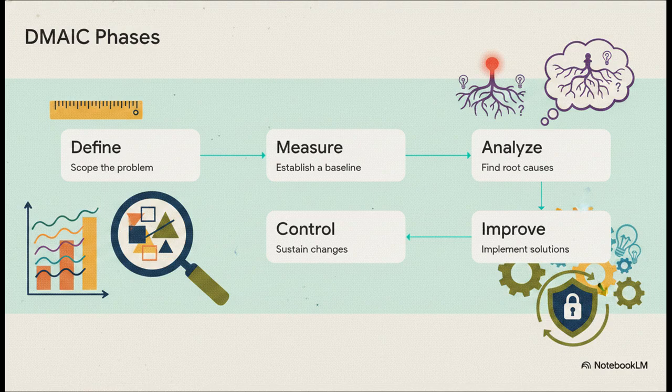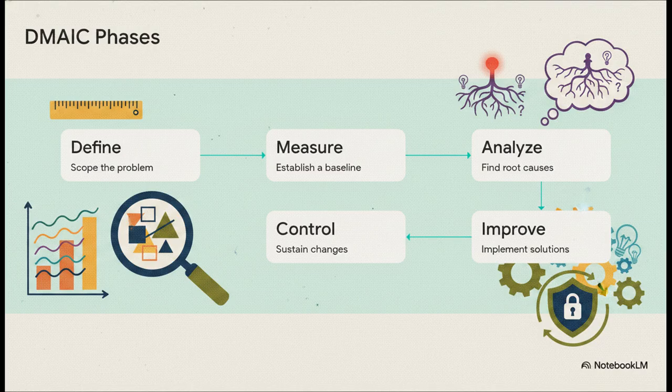Success here relies entirely on the strict discipline of following these 5 sequential steps. First up, define. This is where you accurately map out the problem's scope. Second, measure, establishing a rock-solid quantitative baseline of where you currently stand. Third, analyze, scientifically validating the true root causes of your variability. Fourth, improve, designing and piloting solutions that actually target those specific causes. And lastly, control, institutionalizing the improvements so the system doesn't just slide backward.